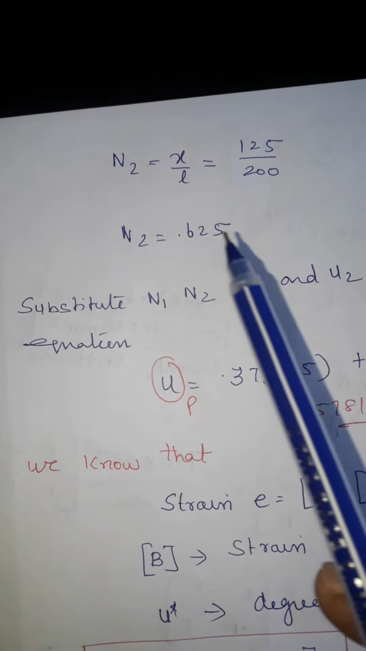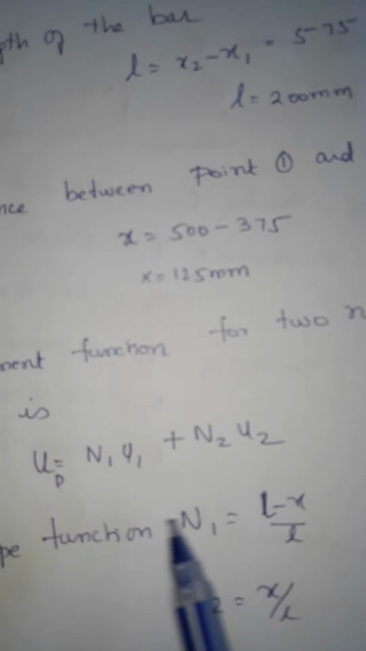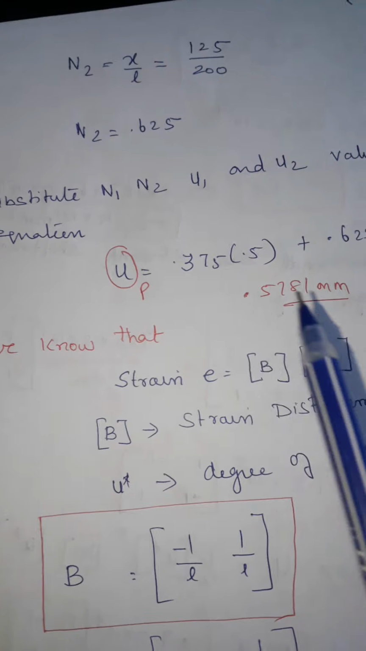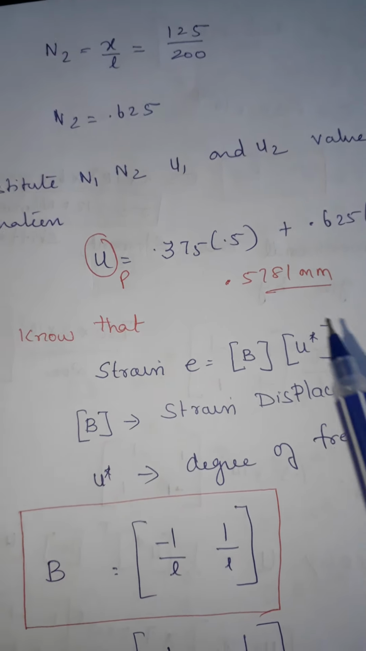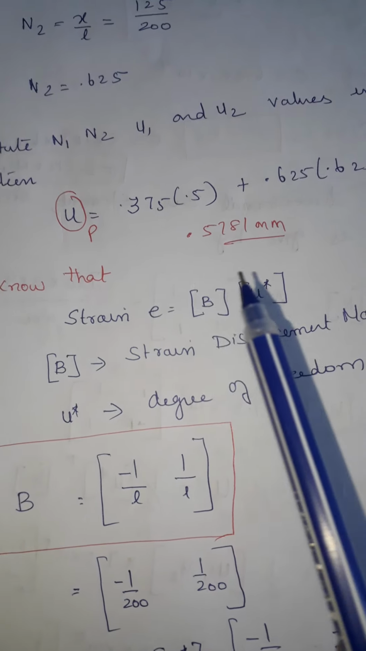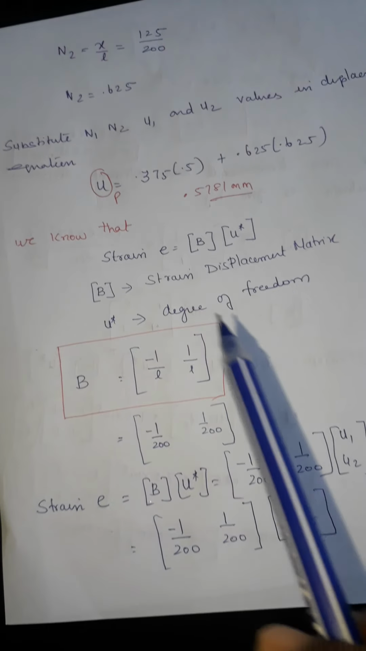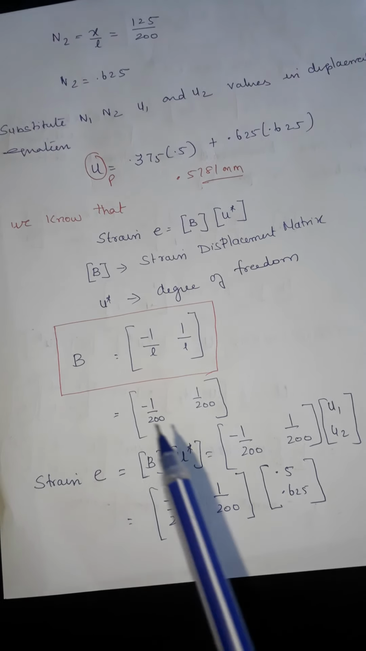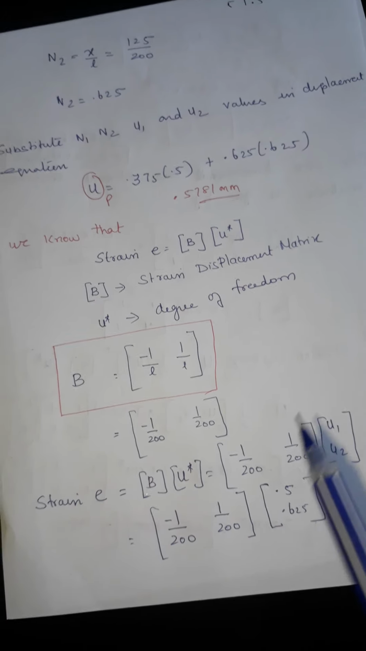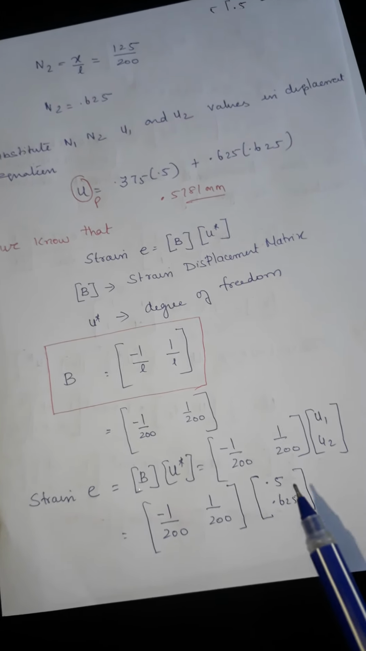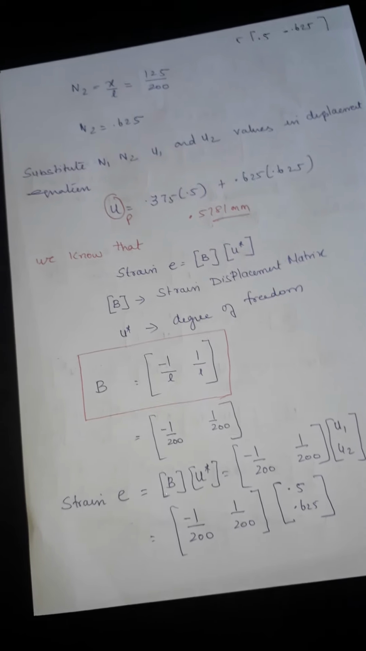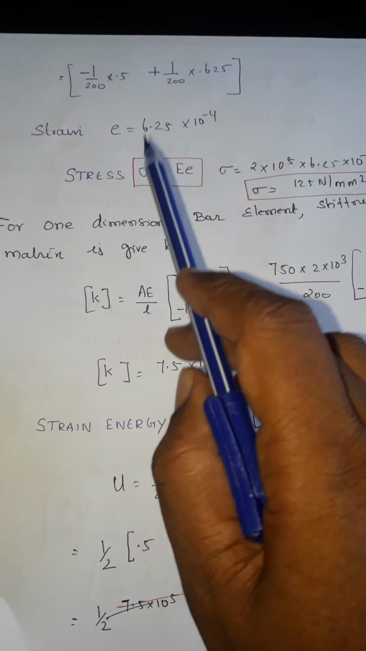Now apply this N1 and N2 in this equation. U1 and U2 are given in the problem. If I do this, the displacement at P will be 0.5781 mm. Now I am going to find the strain, using the strain displacement matrix B, which is minus 1 by L, 1 by L, times the degrees of freedom, that is U1 and U2 displacements, given in the problem. Multiply this and you get the answer. Strain will be epsilon equal to 6.25 times 10 to the power of minus 4.